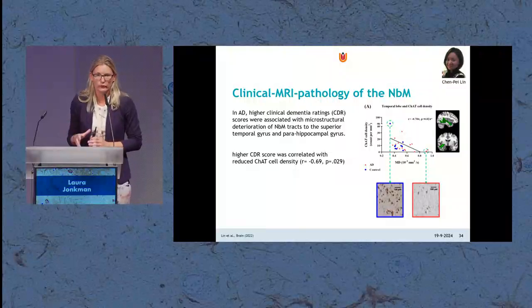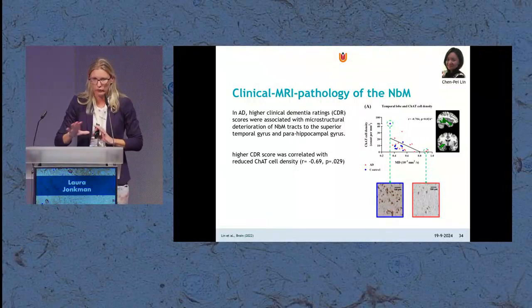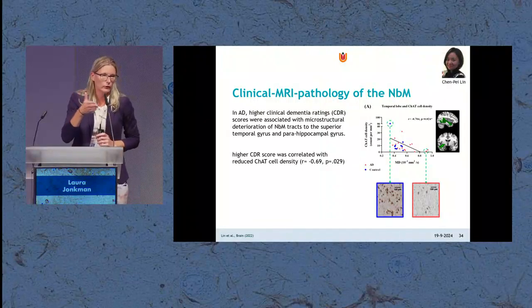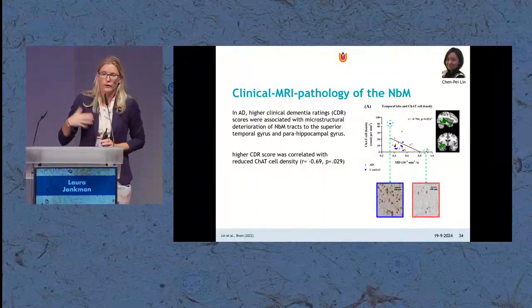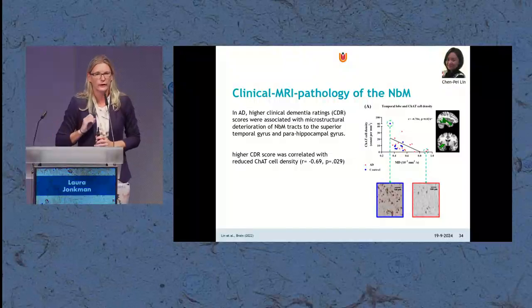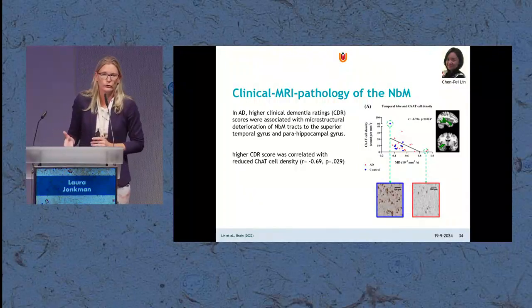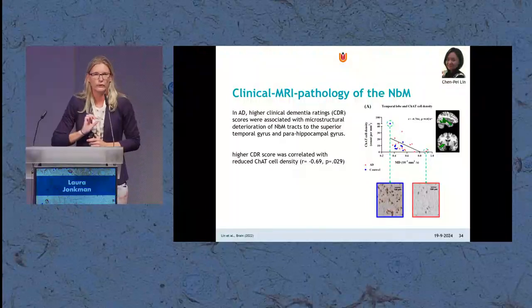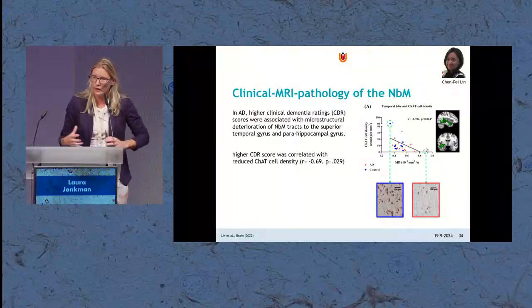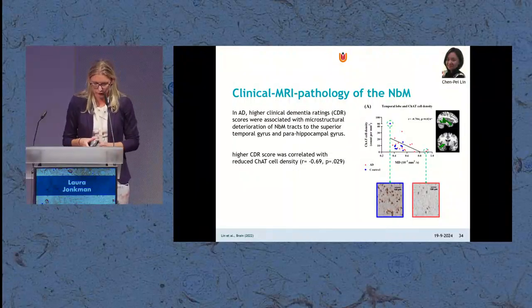In the blue box, you see a control case, so there are lots of cholinergic cells available, and you see a relatively low mean diffusivity. In turn, in the red box is an Alzheimer's disease case. You see a lack or very few cholinergic cells left, and a very high mean diffusivity, meaning there's a lot of space, there's a lot of microstructure being damaged in there.